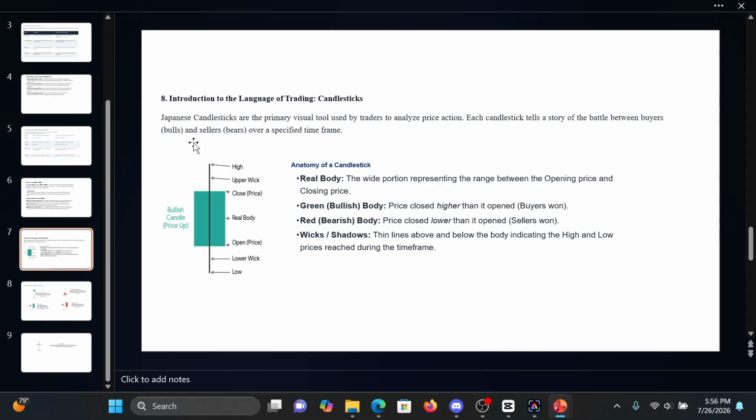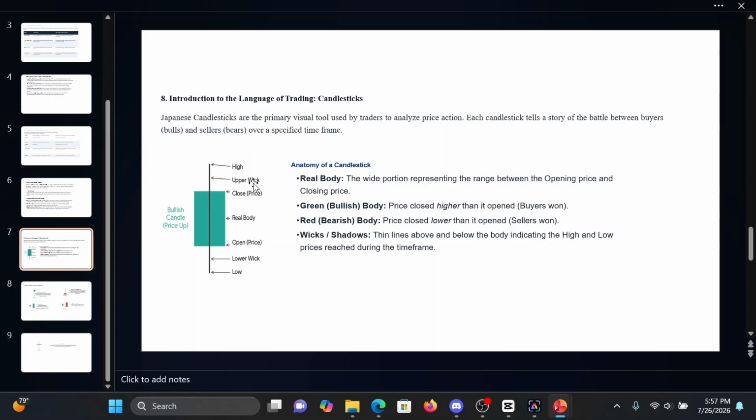Buyers we call the bulls, and a bullish move or upward trend. Sellers we call the bears, with a bearish move or downward trend. So let's look at the anatomy of a candlestick.